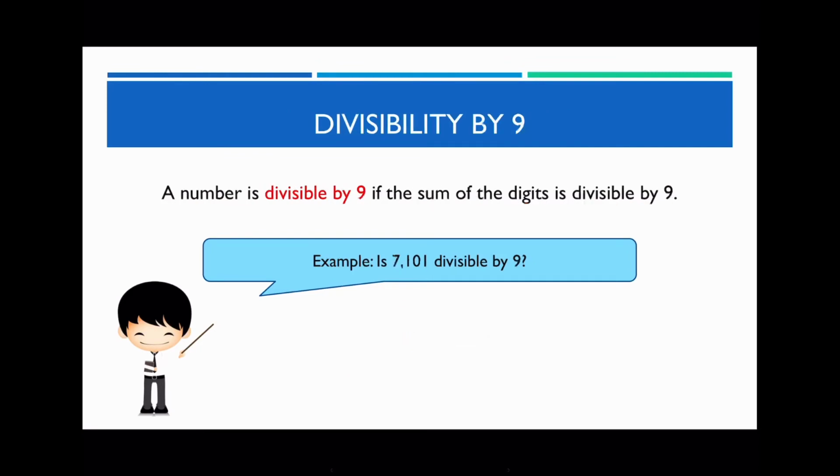Look at the next example over here. A number is divisible by 9 if the sum of all the digits is divisible by 9. So I'm going to add 7101 together.